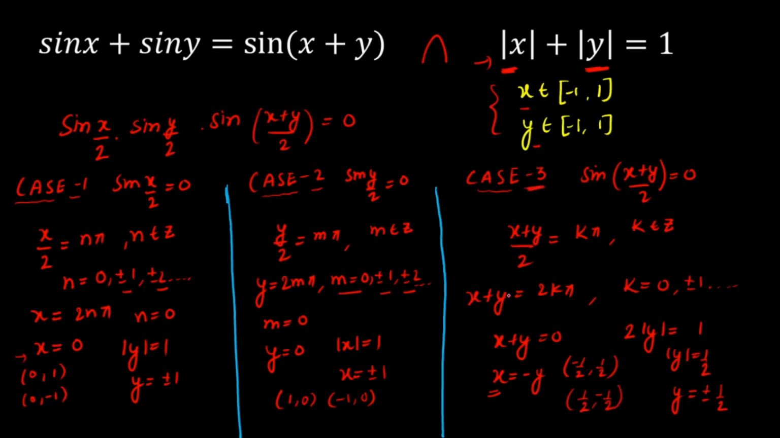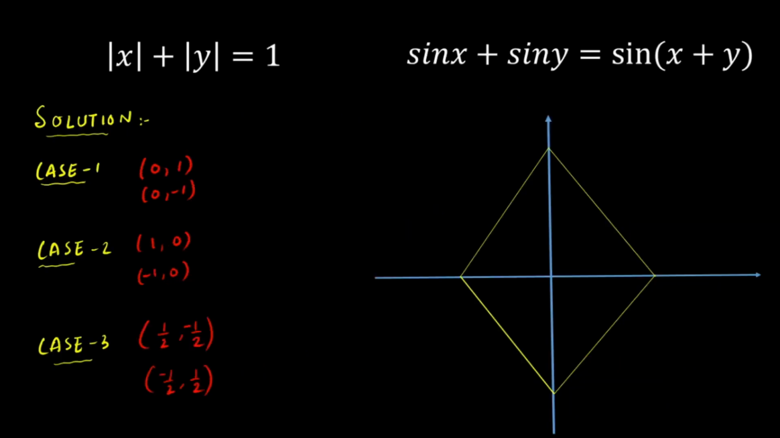Now I'll show you all the solutions on the graph of the first curve, similarly for the second curve in the next page. Now previously we have solved the equation 2, that is sine of x plus sine of y is equal to sine of (x plus y), and we got 3 cases. Now from case 1, case 2, case 3, you can see in total we got 6 solutions. Now in the slide I'm going to try to put these points on the curve of mod of x plus mod of y is equal to 1.